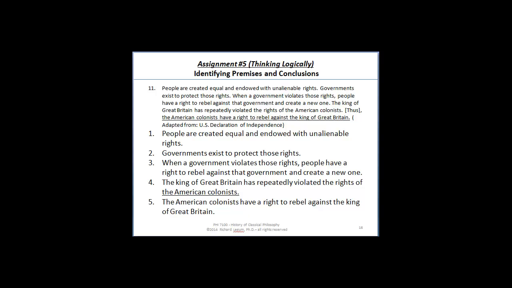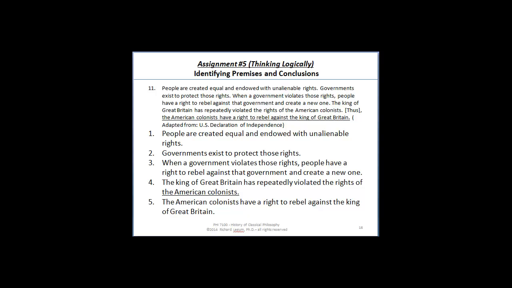Now, is this right? Do we need all those premises? Let's just see 3, 4, and 5. When a government violates those rights, people have a right to rebel against the government and create a new one. The King of Great Britain has repeatedly violated the rights of the American colonists. I mean, just from 3 and 4, 5 itself should follow. So why do we need 1 and 2, or do we need 1 and 2?